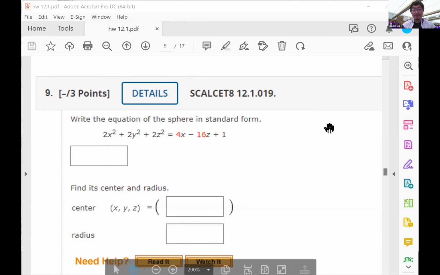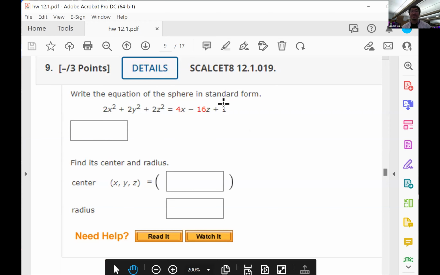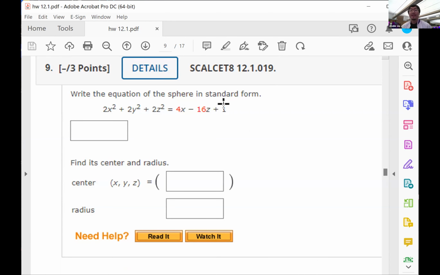Okay, so let's go back to this question. Now we have this equation here. We want to write it in standard form. Going back to the equation of a sphere, you have a center (a, b, c), so it's x minus a squared plus y minus b squared plus z minus c squared equals r squared. Then just expand them out and reconstruct those terms to find the center of this sphere and the radius.